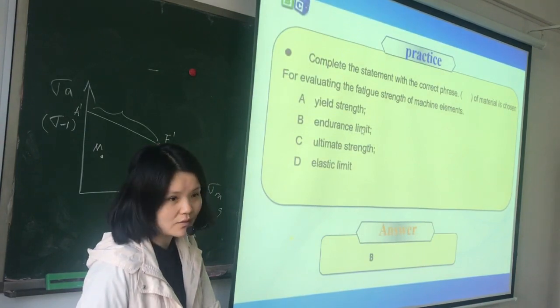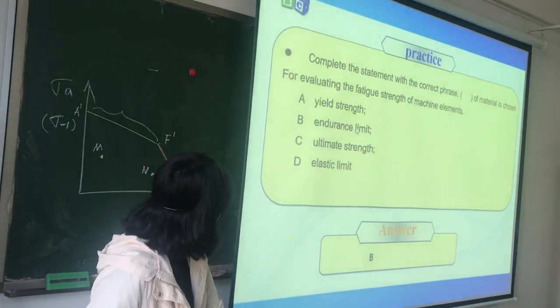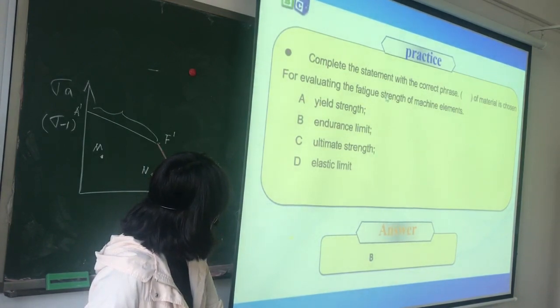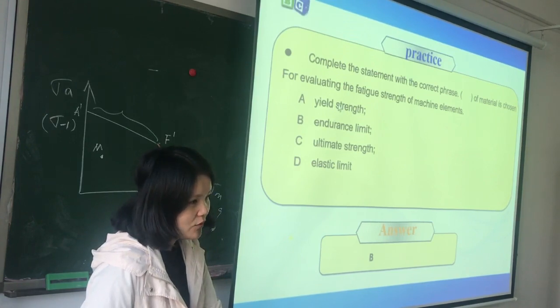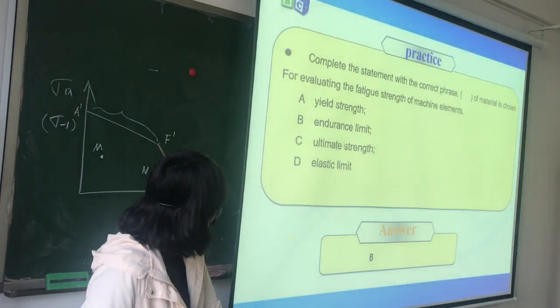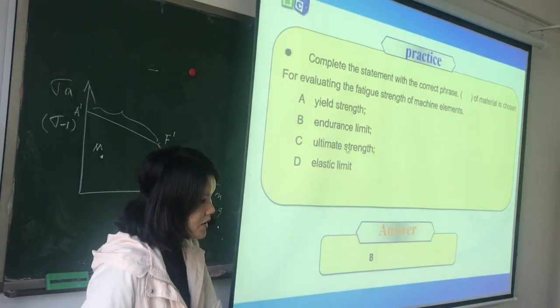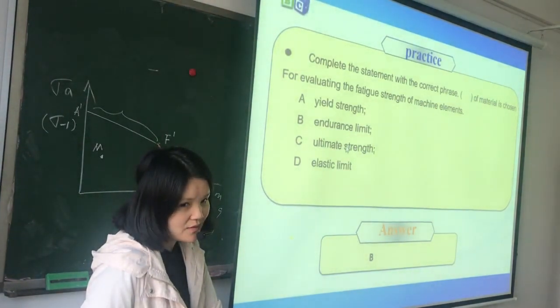Endurance limit. Endurance limit is chosen to evaluate the fatigue strength. And the yield stress is for ductile material under static stress. And the ultimate stress is for brittle material under static stress.